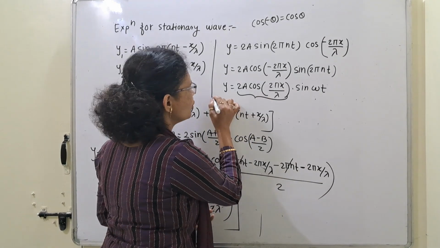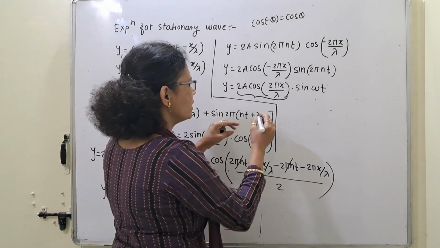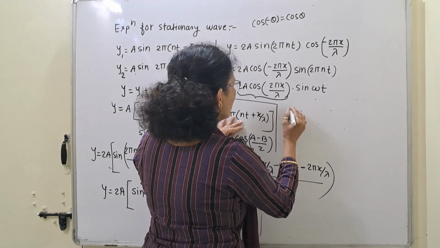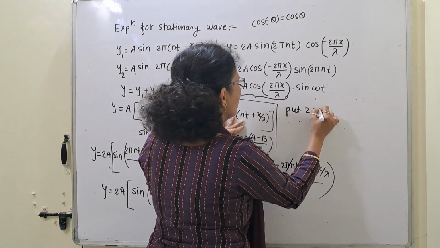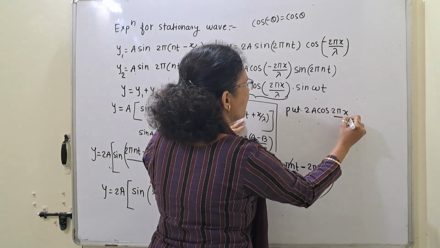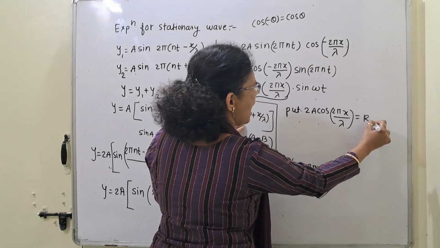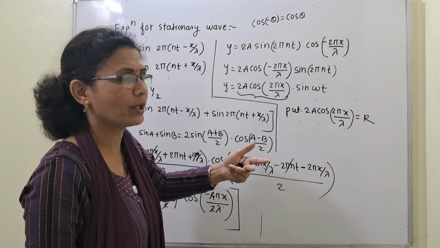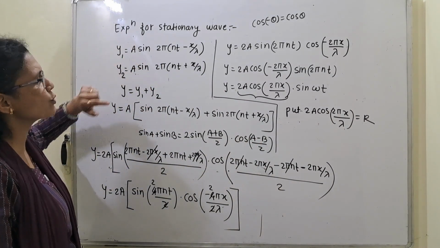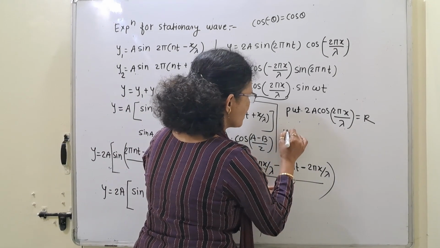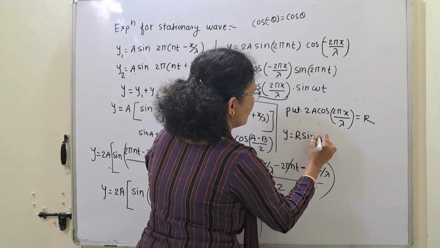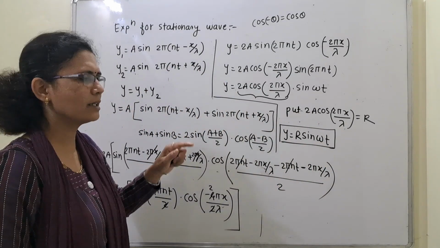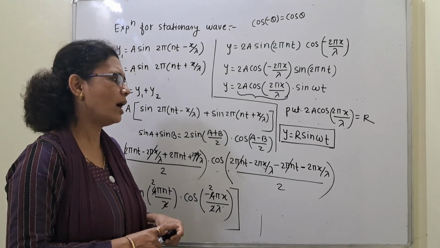This is the amplitude of that resultant wave, and I will put that value for this amplitude as, see, put 2a cos of 2 pi x upon lambda. Let's put it as r, resultant amplitude of the new wave formed due to the superposition of these two waves. Therefore, the equation becomes y is equal to r sine omega t. This is the expression for the resultant stationary wave. y is equal to r sine omega t.